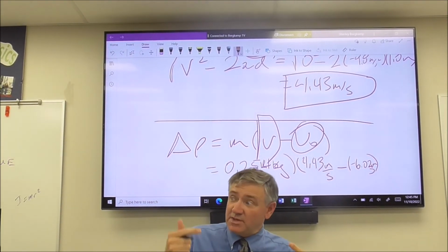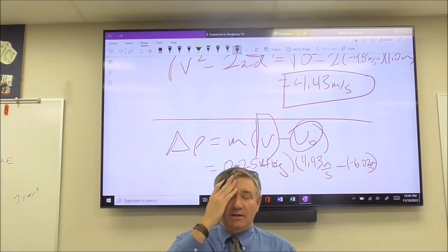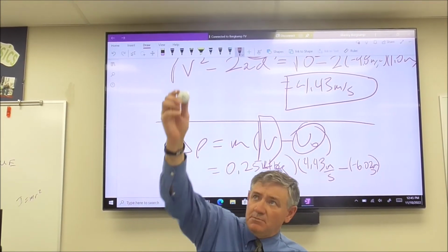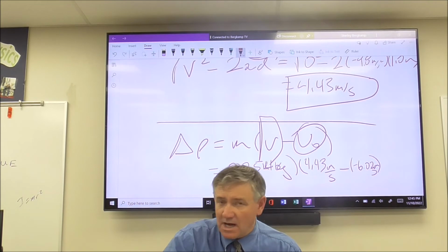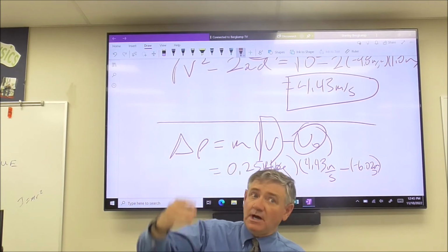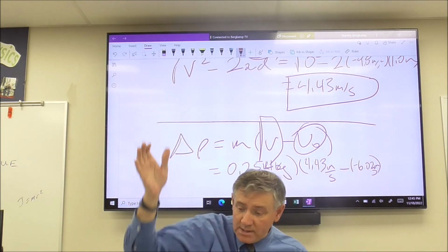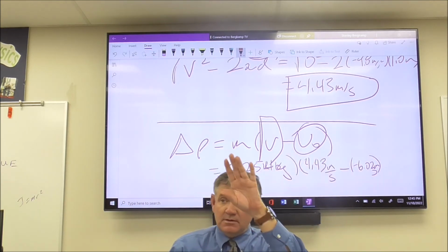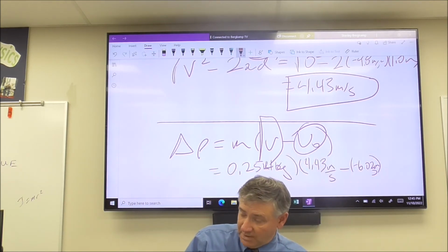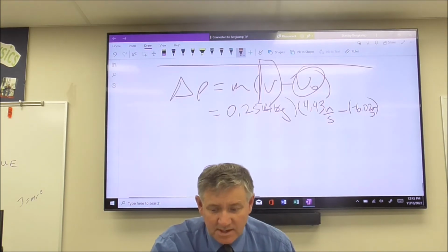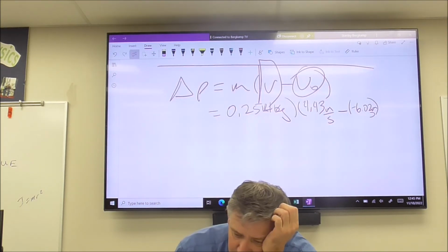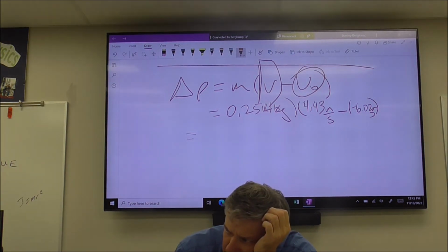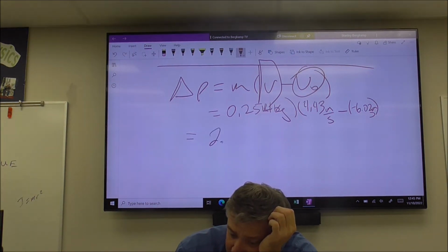You've got to think through this process. I'm finding the change in momentum, but you're finding the change in momentum when it's in contact with the ground. Not while it's falling, not while the ball is going up, when it's in contact with the ground. So V becomes V naught becomes V. Now, what do you get out of this calculation? 2.7. What'd you get? 2.65. What? 2.65?